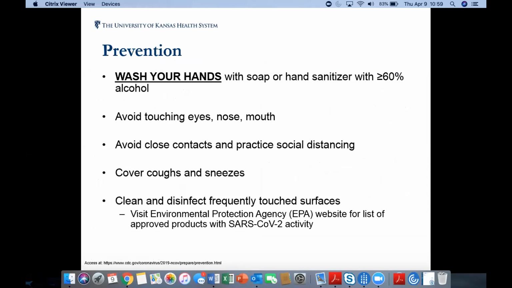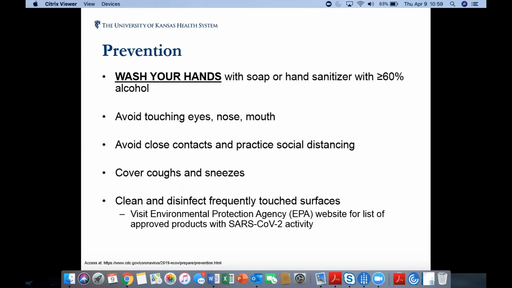So the number one way to stop the spread of disease is through disease prevention. Washing your hands is probably the most important thing that people can do here. Make sure you're using soap or hand sanitizer that's at least 60% alcohol based. If you're using soap, make sure you wash your hands for at least 20 seconds. And don't forget to hit those areas that are frequently missed. So things like fingertips, underneath the fingernails, back of the hands, thumbs, these are areas that are often missed.